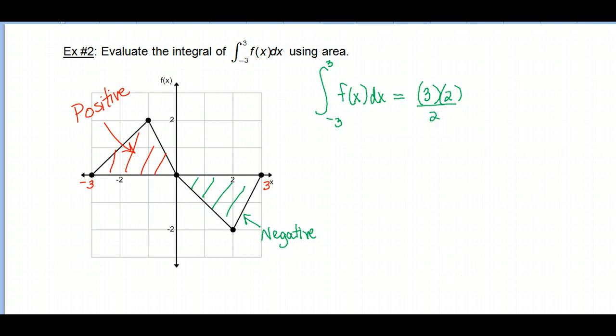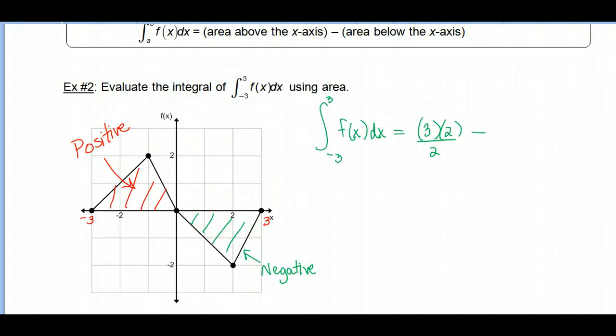divided by 2. So that whole thing is just telling you to find the area? Yes. So that whole thing's just telling us to find the area. Okay. And then we subtract, because the next part goes below the x-axis, and that's actually what I have right here. Area above the x-axis minus area below the x-axis.